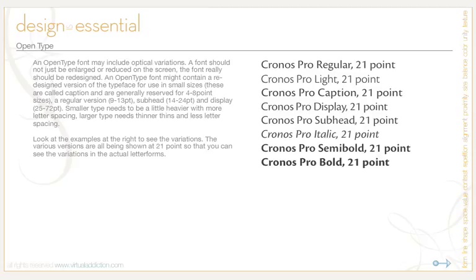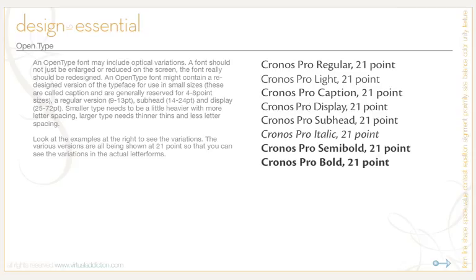They usually contain a regular version, which is used for body copy. It's about 9 to 12 or 13 point. They usually contain a subhead size, which is 14 to 24 point, and a display size, which is 25 to 70 point size. Smaller type needs to be a little heavier and it needs to have more letter spacing than the larger type. The larger type needs to be a little bit thinner, like thinner thins, and less letter spacing.